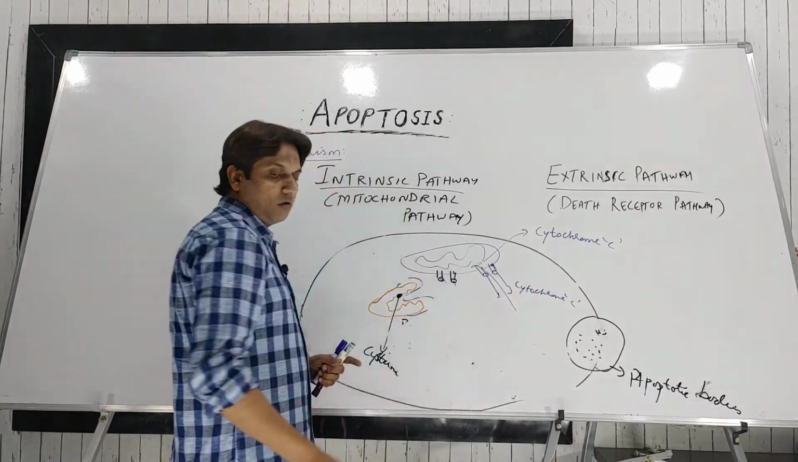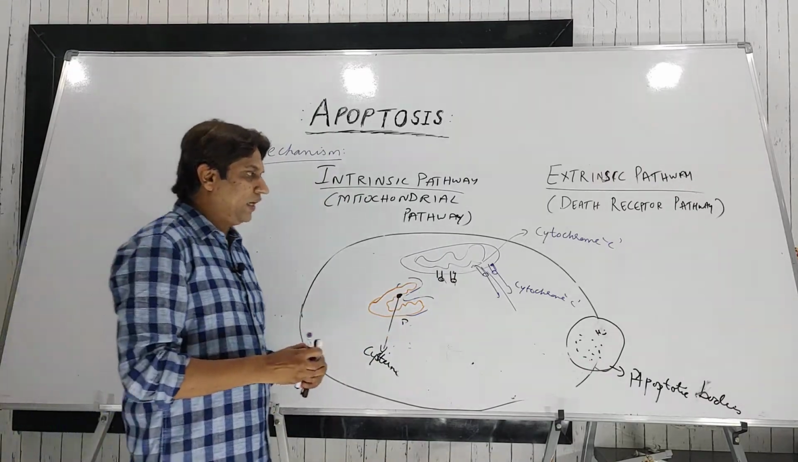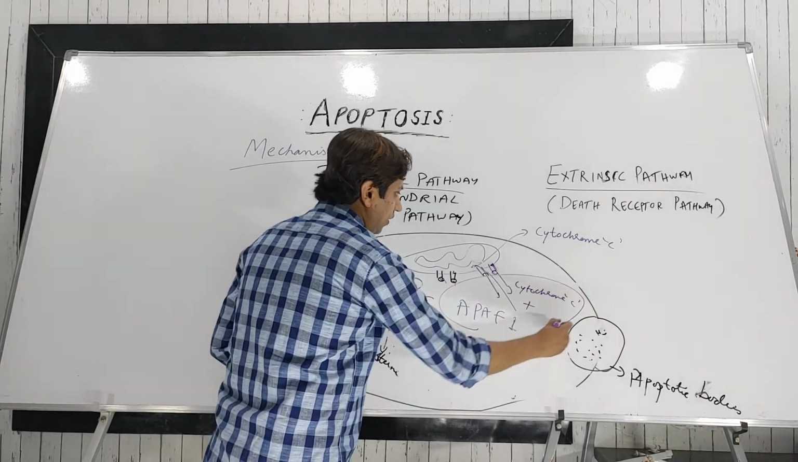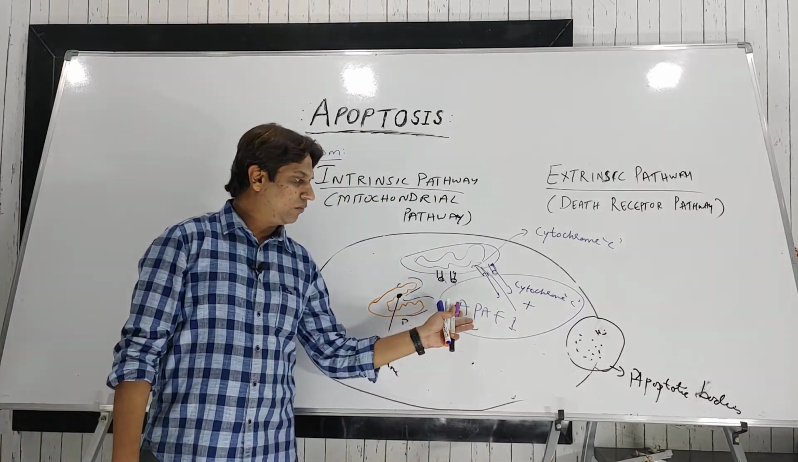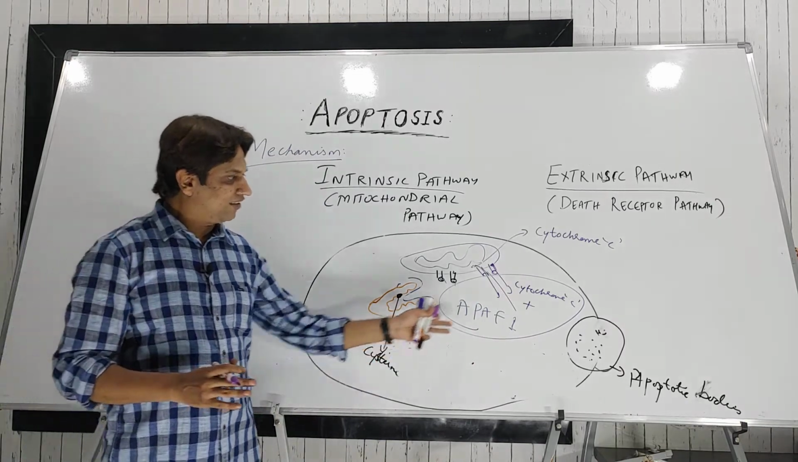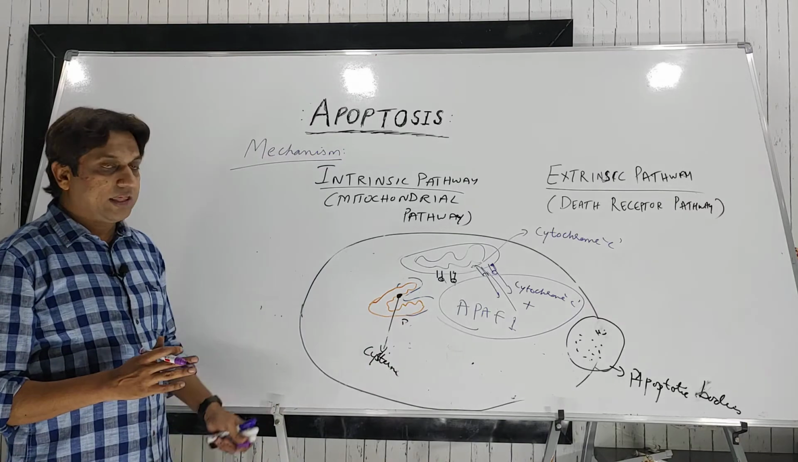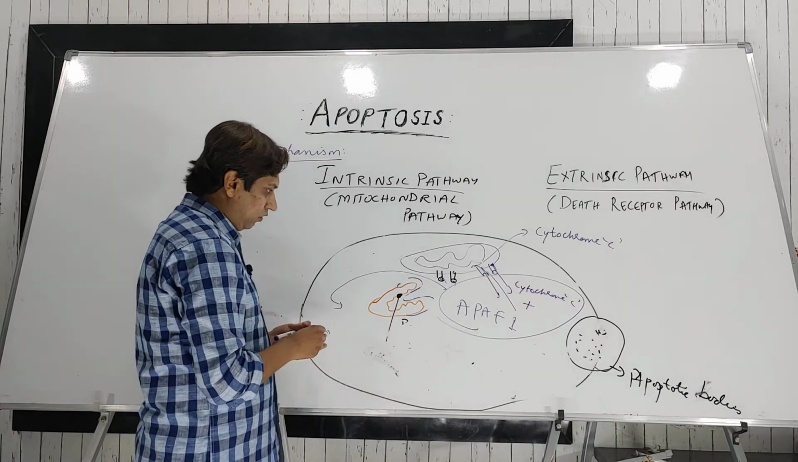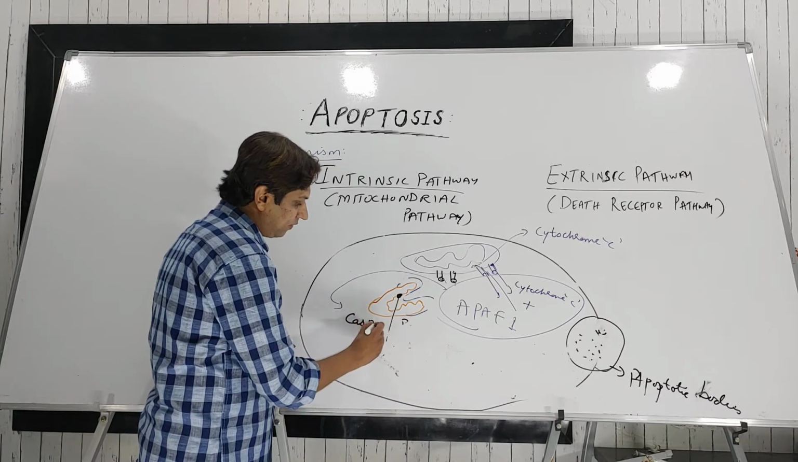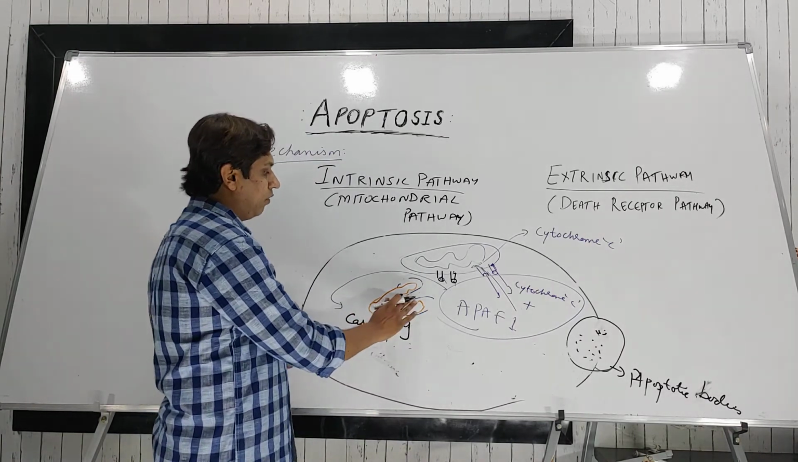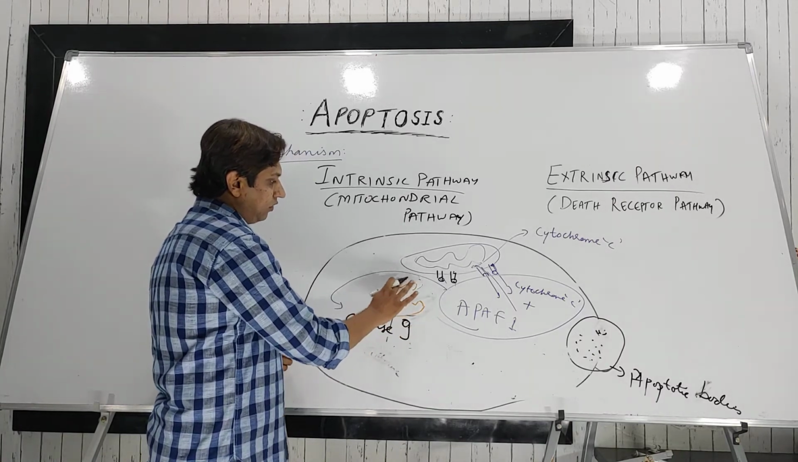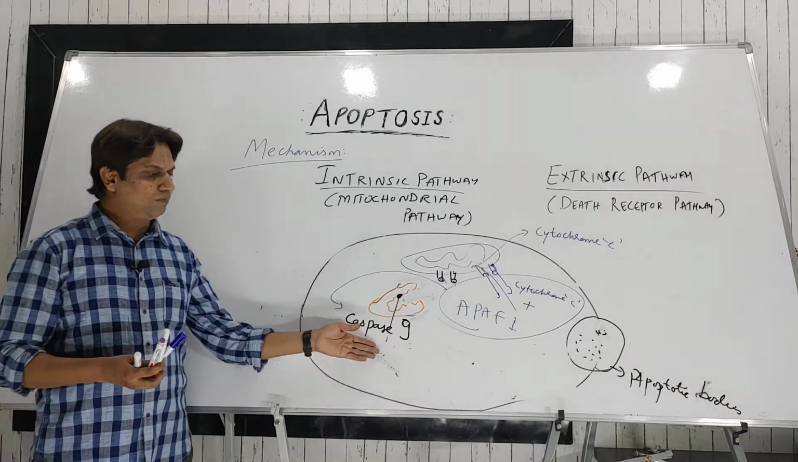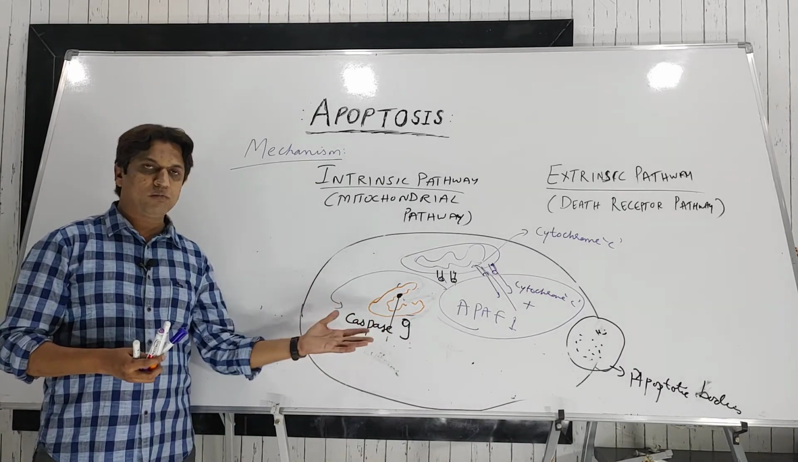When cytochrome C enters the cytoplasm from the mitochondria, it will bind with one more chemical known as apoptotic activating factor 1. When these structures bind together, they will activate the inactive pro-caspase to the active form, that is caspase 9. There are so many, around 20 caspases known. So the caspase 9 molecule, a protease, is activated.